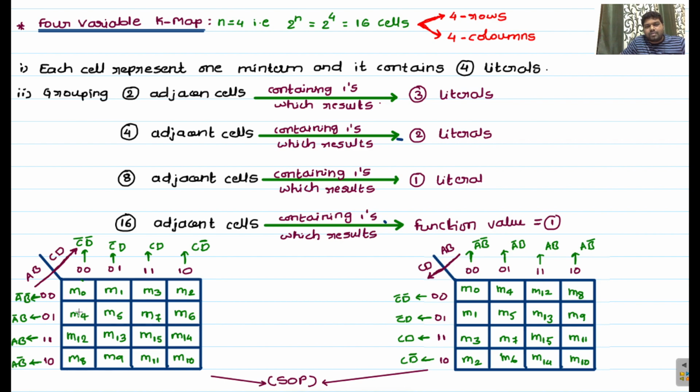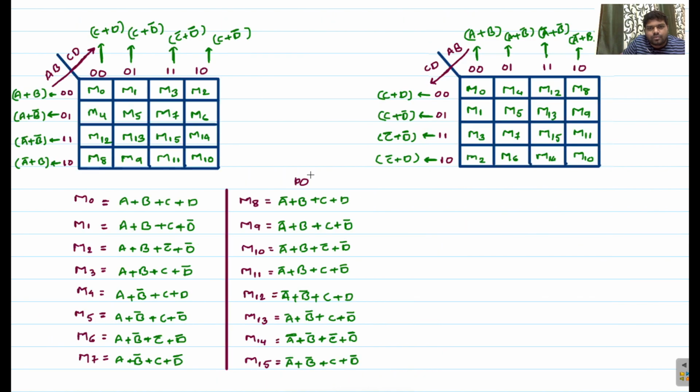So don't always use this M. Directly you can use 0, 1, 3, 2 and 4, 5, 7, 6 and 12, 13, 15, 14, 8, 9, 11, 10. Directly use numbers only. For your understanding, I consider this notation. Okay, so this is for sum of product. In the similar way you can find it out for product of sum. This is for product of sum. So just analyze these square boxes.